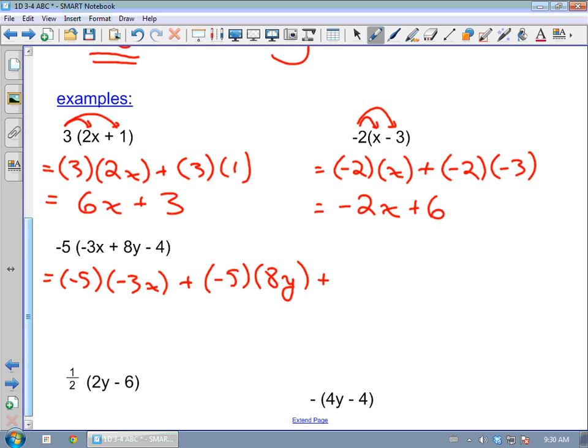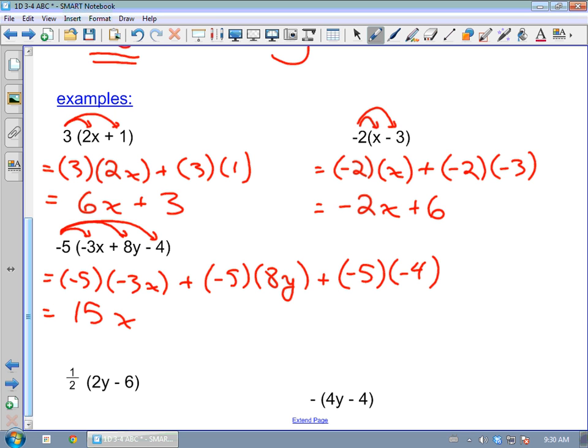Okay, so I'm always going to do addition between these things, and I'm going to keep the negative 5 in brackets and the negative 4 in brackets. Okay, so we've done negative 5 times negative 3x, negative 5 times 8y, negative 5 times negative 4. This step here that I've just written out isn't absolutely essential. When you get really good at this, you can skip that step and go right to the answer. I would put it in at the beginning, just to remind yourself what you're doing and to keep the sign straight. Okay, keep going.